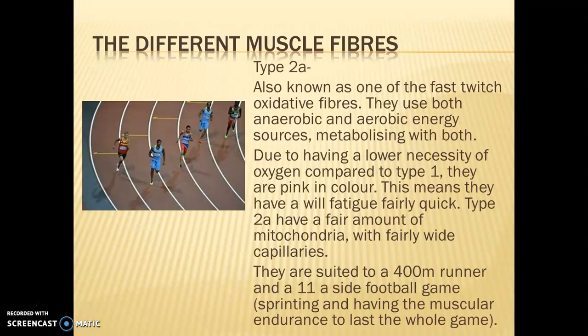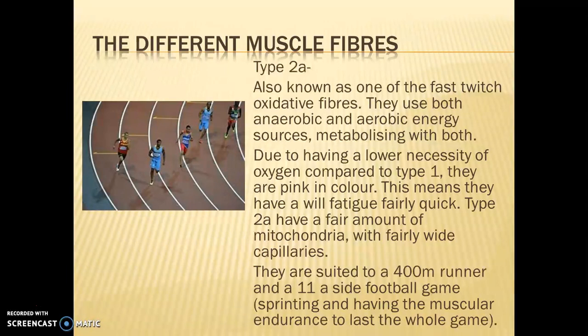Type 2A, also known as fast twitch oxidative fibers. These have a fast contraction speed and use both anaerobic and aerobic energy sources, metabolizing with both. They appear to be white fibers due to having a lower necessity of oxygen compared to type 1. This means they have a lower resistance to fatigue and will fatigue fairly quickly.